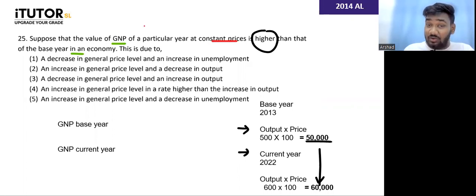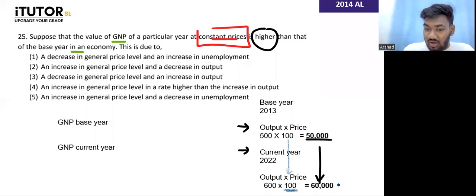Now, they are giving you a point here. They are saying GNP at constant prices. What does that mean? Constant prices means base year prices. So that means this year also, when we are calculating GNP, we are using the same price, the same 100. So if the price is still 100, how come this value increased? This value would have increased because the output would have increased. You all agree with me there that the output has gone up. But the prices couldn't have changed, because they are saying constant prices.